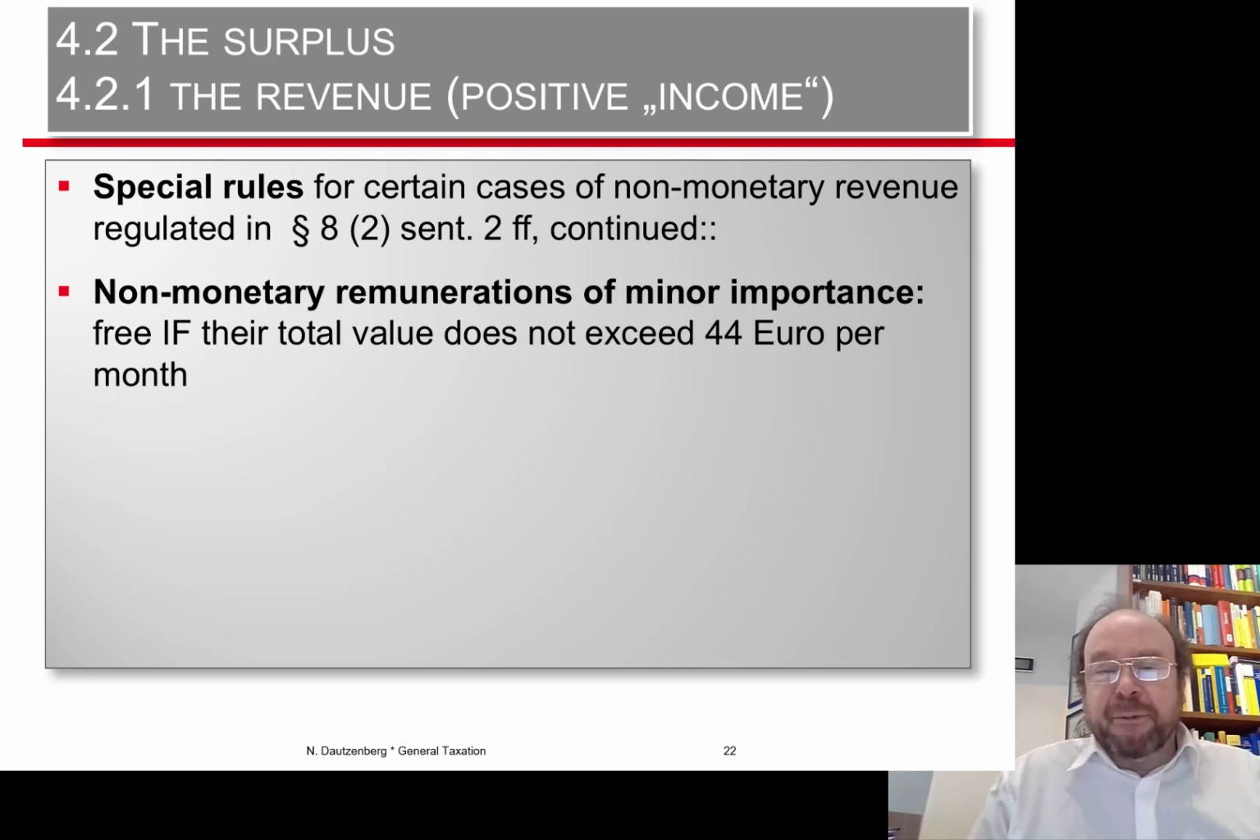The idea is that the bureaucracy work there would be too much. But now if you get 45, or from next year onwards 51 euro, or even 50 euro and 1 cent, then the idea is that you are above the threshold and the monetary advantages of that month count.